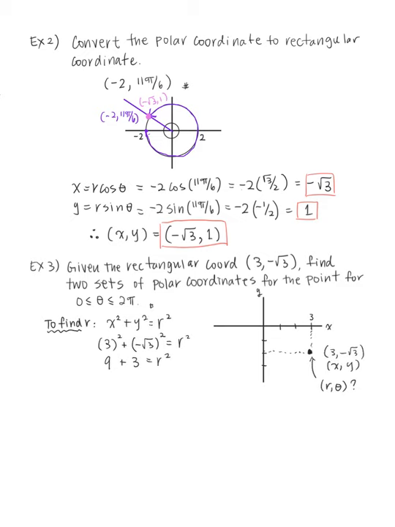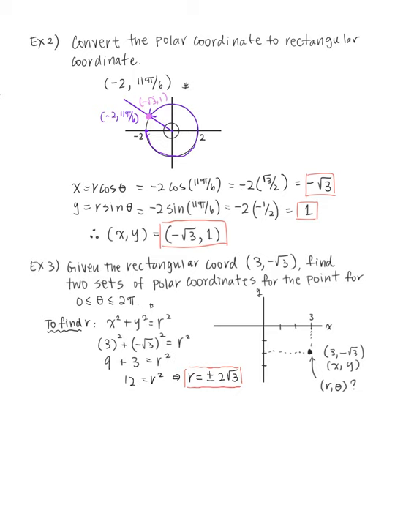So we get 12 equals r squared, which implies that our r is going to be plus or minus square root of 12, which is the same thing as plus or minus 2 square root of 3. Let me just box that. Remember, r can be negative in a polar coordinate system.